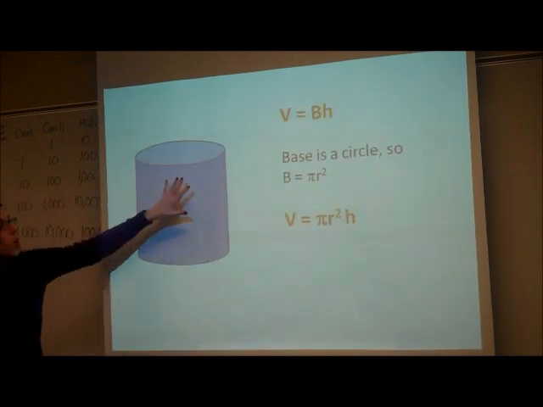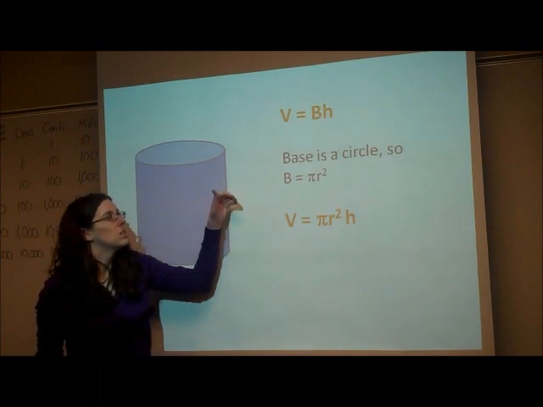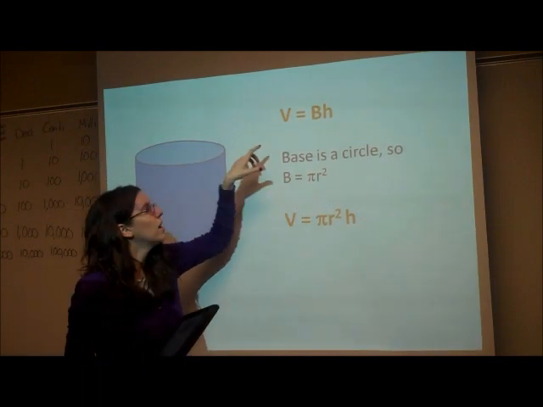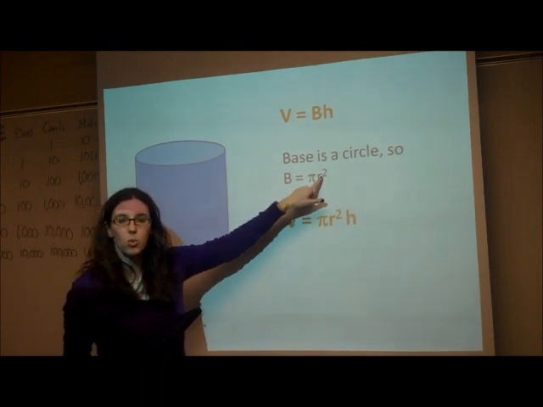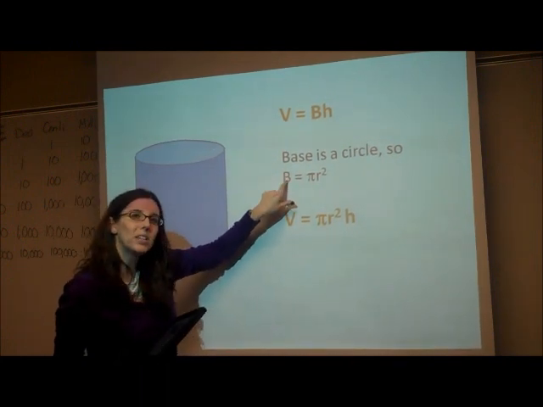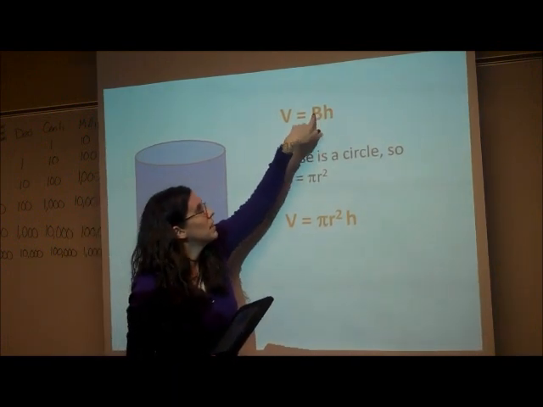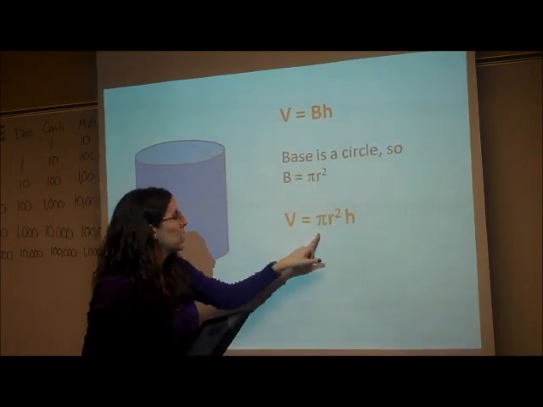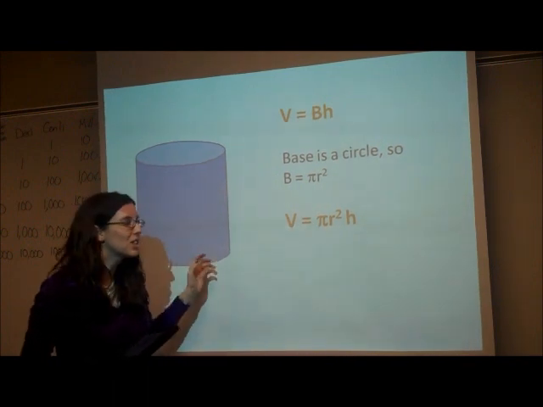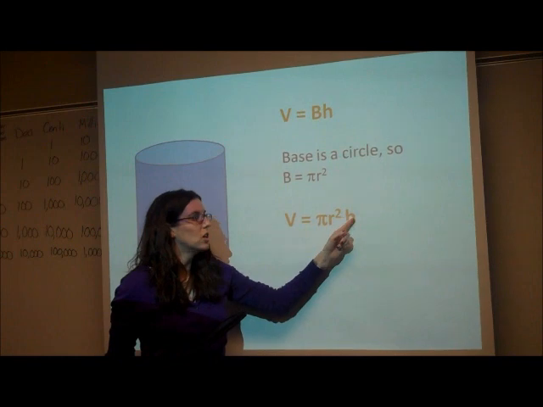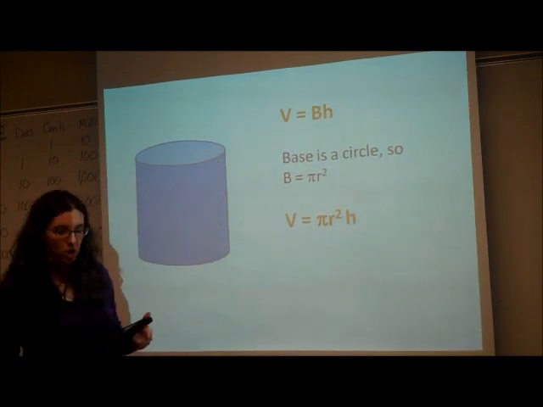So for a cylinder, since our base is a circle, the formula for the area of the circle is pi r squared. So that's what you're going to need to use for the capital B. So putting that in place of the B, or capital B, the volume for a cylinder would be pi times the radius squared, there's your area of your circle, times the height of that cylinder, okay?